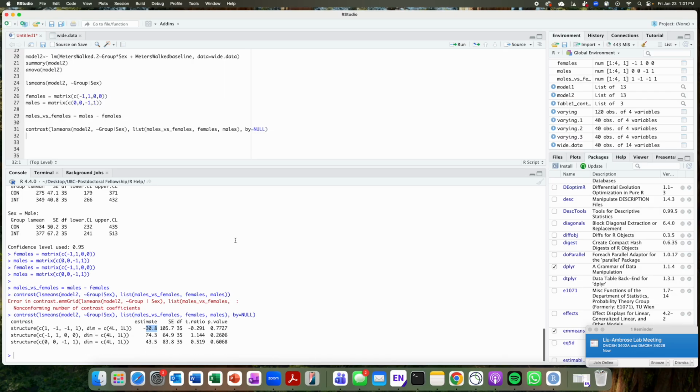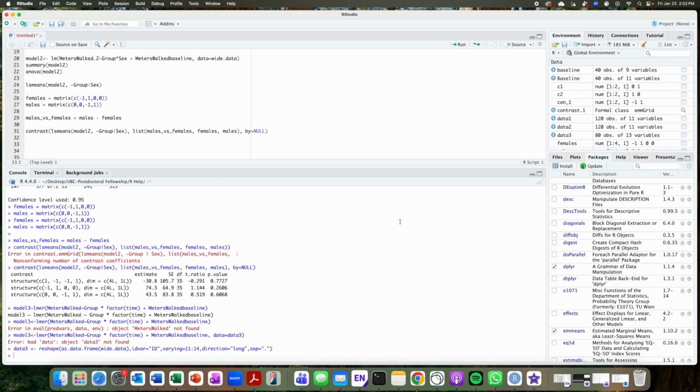And that's it. That's how we run a contrast statement. Now let's go through how we would actually come up with a contrast statement for a linear mixed model. So first, let's take a look at the data.